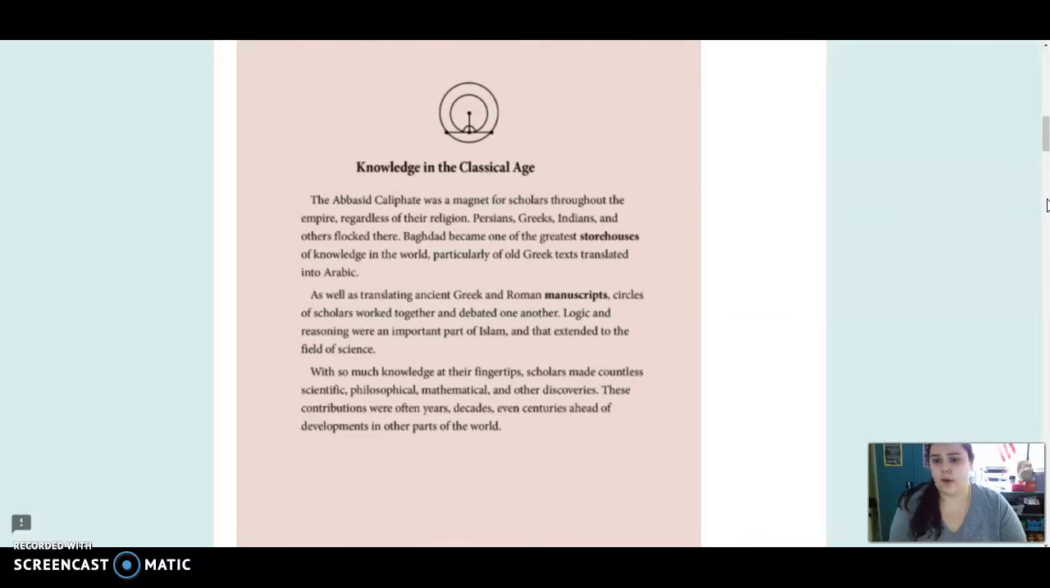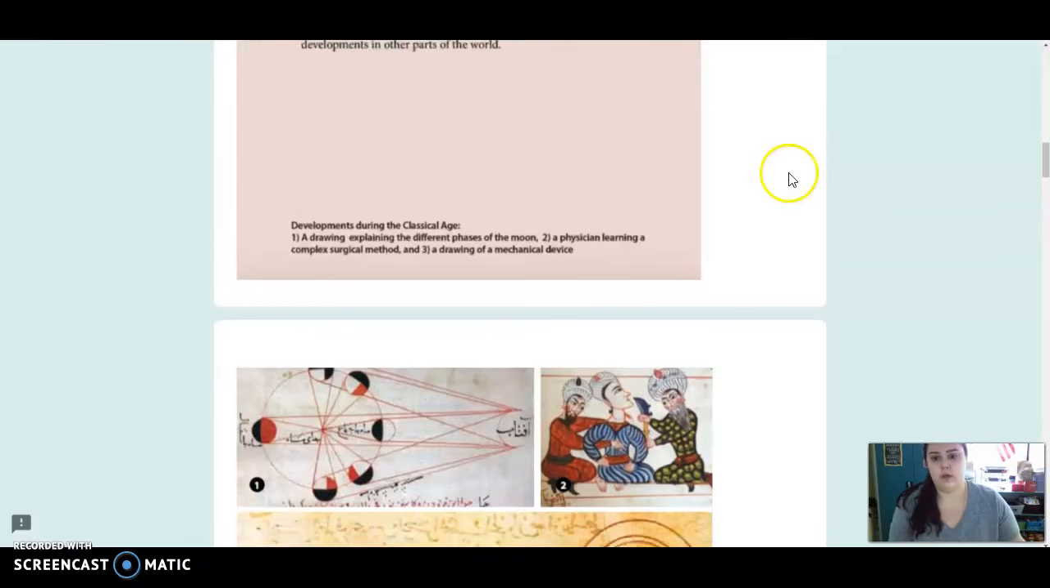Logic and reasoning were an important part of Islam, and that extended to the field of science. With so much knowledge at their fingertips, scholars made countless scientific, philosophical, mathematical, and other discoveries. These contributions were often years, decades, even centuries ahead of developments in other parts of the world.